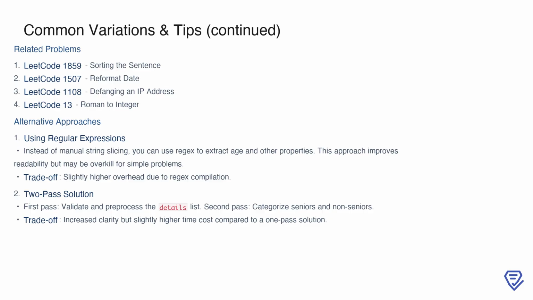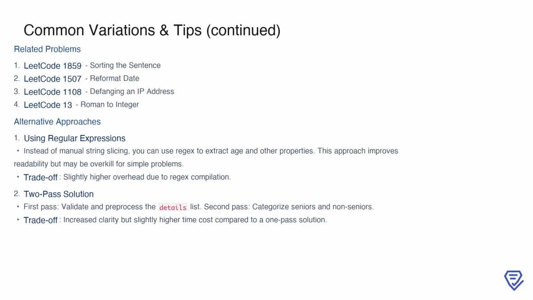Now, let's discuss some alternative approaches to solving the problem. One option is to use regular expressions to extract the age and other properties directly from the string. This can make your code more readable, especially if the parsing logic becomes complex. However, regex can introduce slight overhead due to compilation, so it might be overkill for simpler problems.